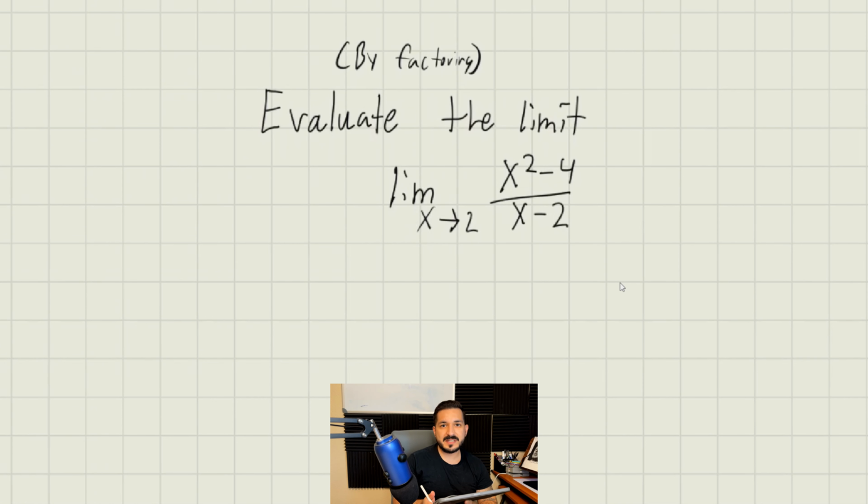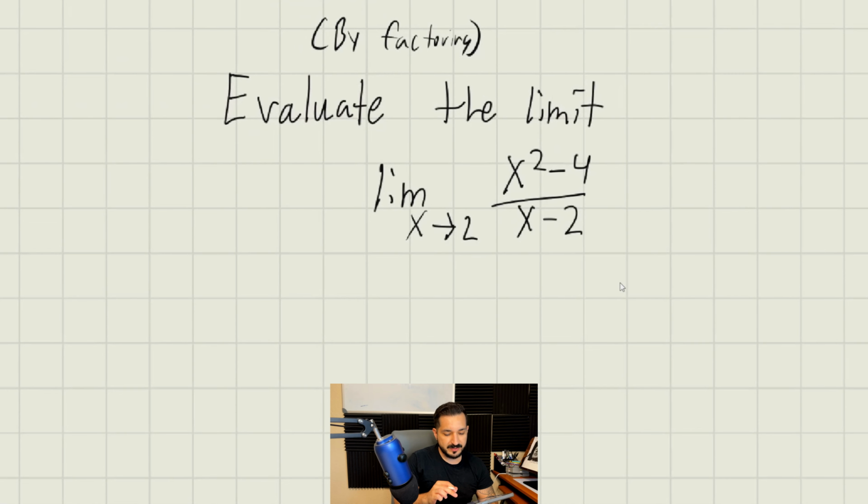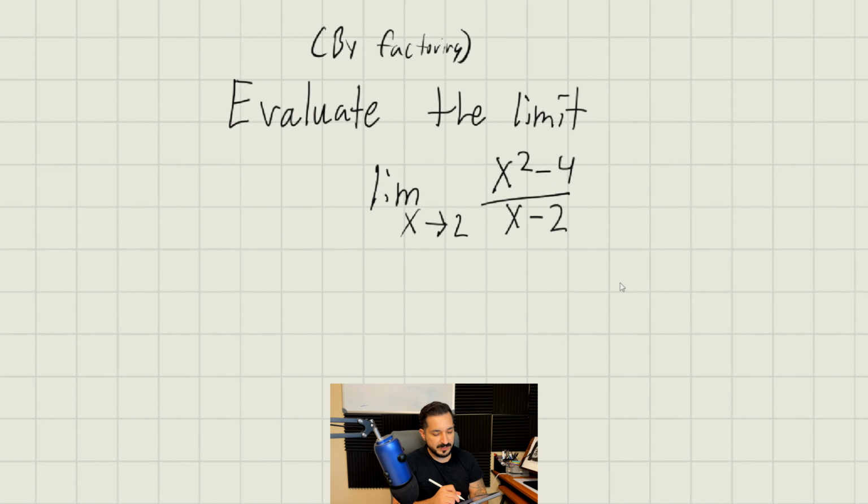Hello, this is a quick example of how to evaluate a limit using factoring. So the limit we're looking at today is the limit as x approaches 2 of (x squared minus 4) over (x minus 2). Now, the method I always suggest is to use direct substitution. In this case, it won't work, but it's always good to check in case it gives you the fastest answer.